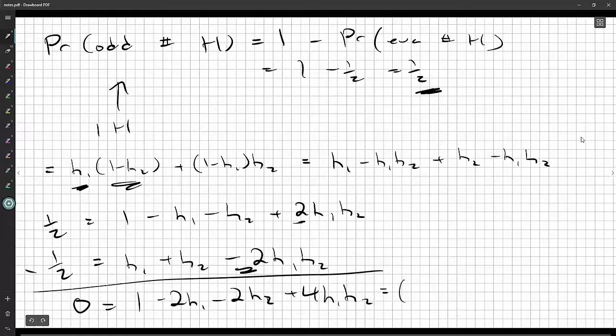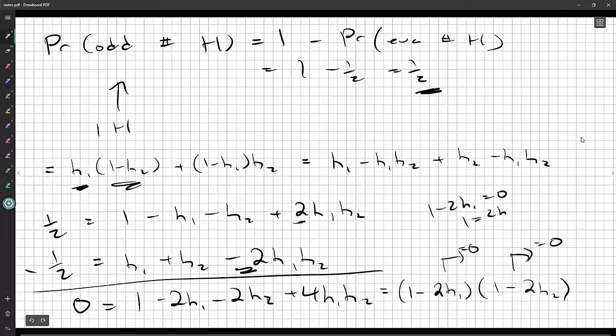And this, I think, factors. Yeah, it does. And so in order for this to be equal to 0, one of these factors has to be equal to 0, and then that would imply, if 1 minus 2 H1 is 0, bring the 2 H1 to the other side, H1 would have to be 1/2. Okay, so that would work.